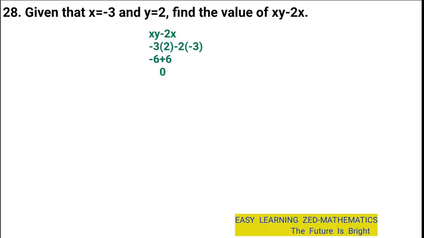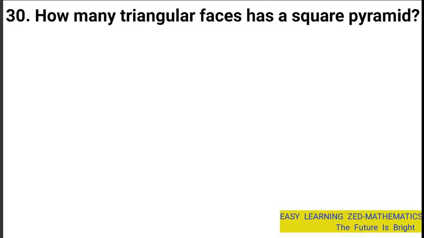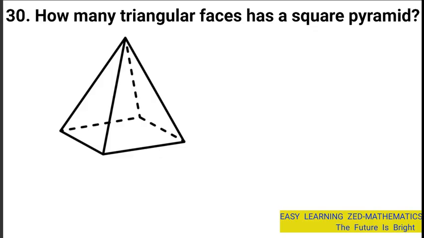Okay, let's go to the next question. Question 30 was, how many triangular faces has a square pyramid? Okay, so first of all, I'm going to draw a square pyramid down here, like that one. Once I've done that, the next thing I'm going to do is count the triangular faces this pyramid has.